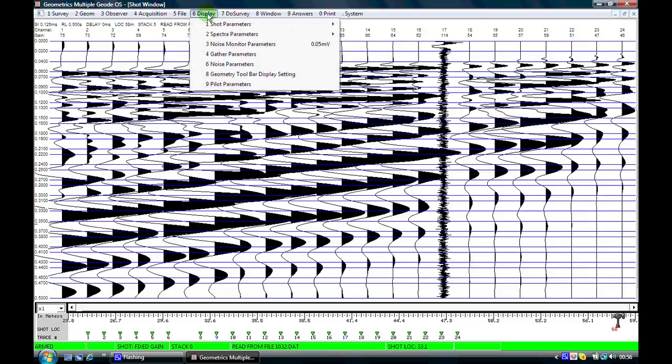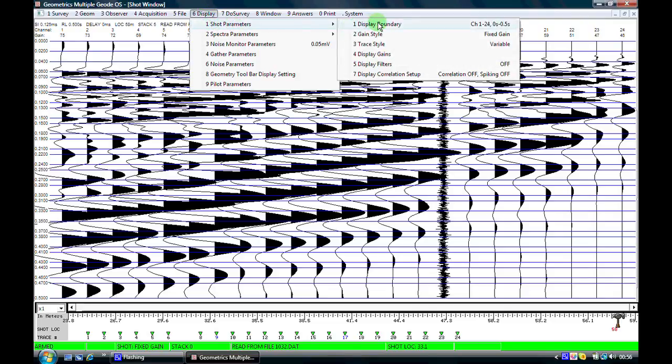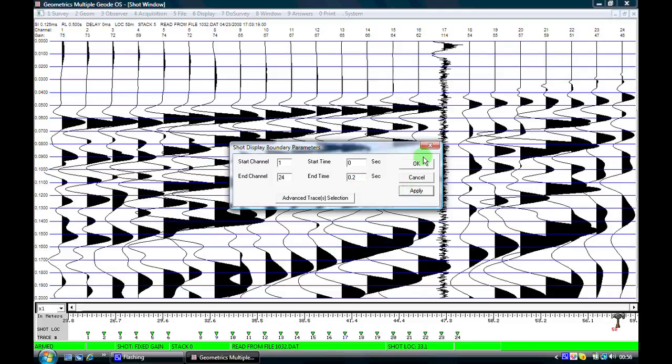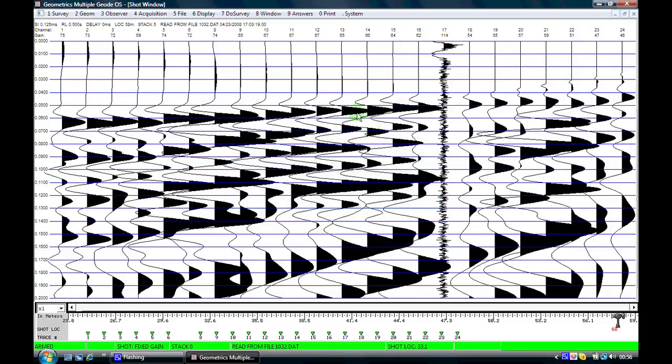So if I come to display, shot parameters and display boundary, I'm now going to reduce the amount of time that we're showing on the screen to about 0.2 of a second. We've now expanded the data, so we're only looking at the top portion of the record, and we can now determine our travel time to this first break with a greater degree of accuracy.